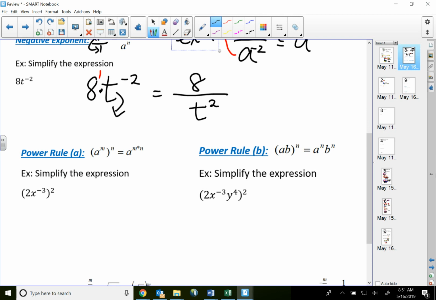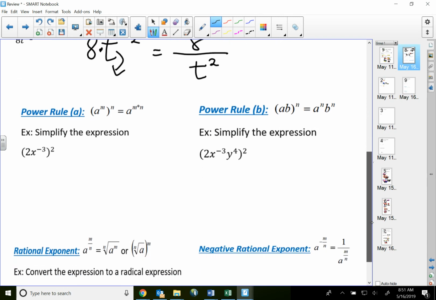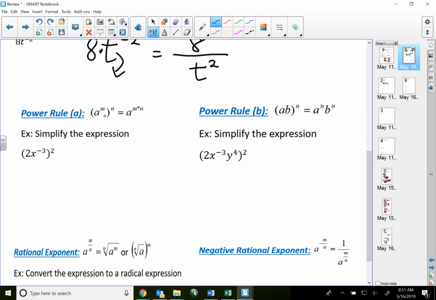All right, power rule. Power rules are multiplication of exponents. Okay, power rule A says for any real number a, if a is my base to the m power, but then the whole thing to an n power on the outside, then we will simply multiply the exponents. Here's the reason why.